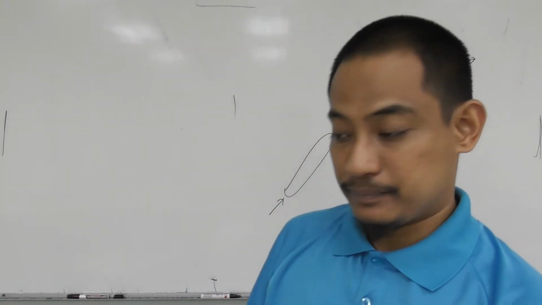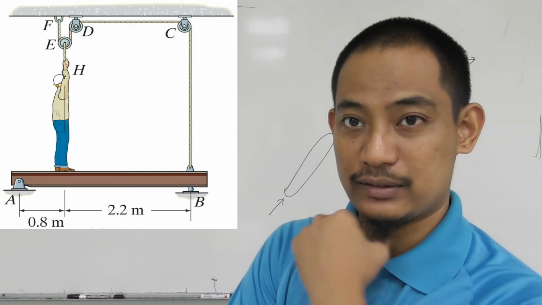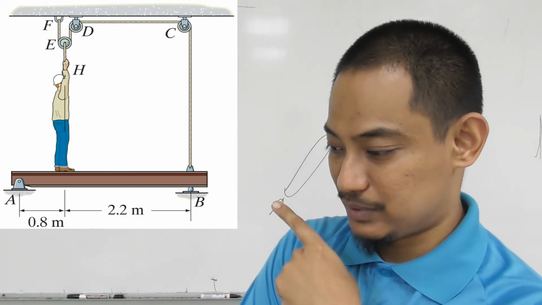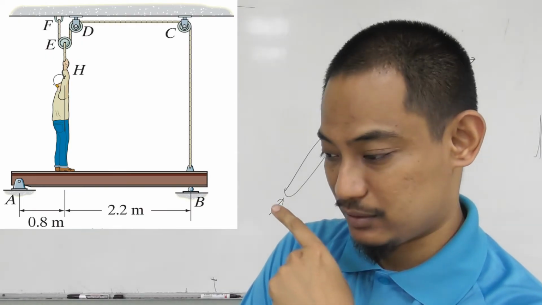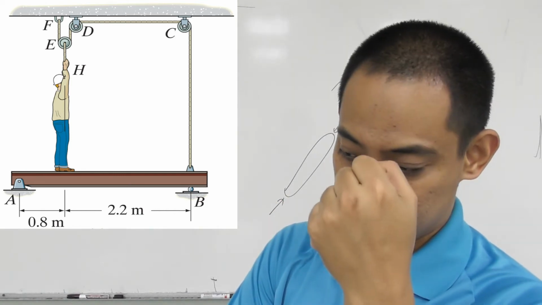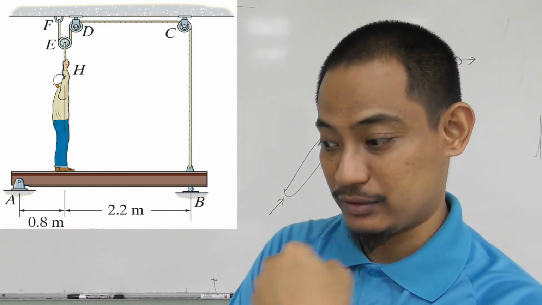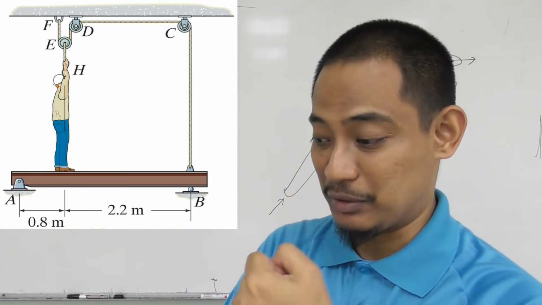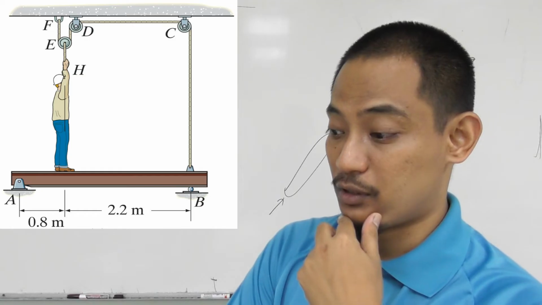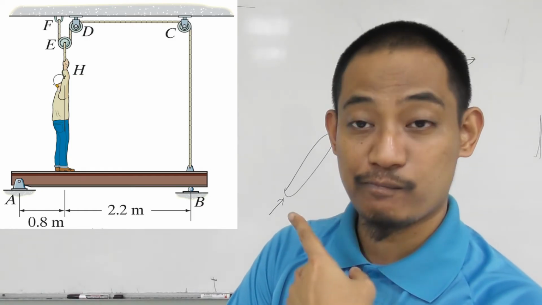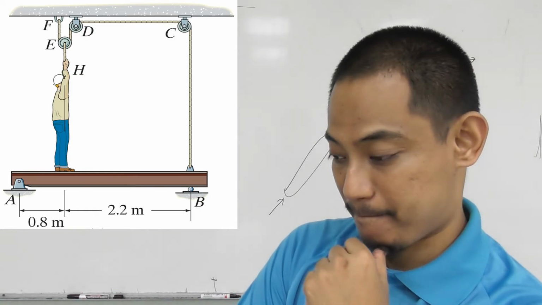Alright, looking at this guy there. I'm not sure what this guy is doing, but I guess he's pulling the cable, right? Because he cannot be pushing the cable. He's pulling the cable for sure, right? So draw a free body diagram.